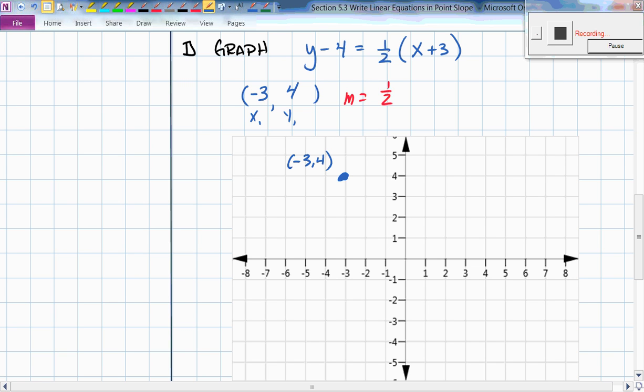Do I go up 5 and over 9? No. Do I go up 13 and over 2? I go up 1 over 2. Up 1 and over 2. You got it. Once you have that information, you can then go ahead and take your ruler and draw your line. So it would look like that.